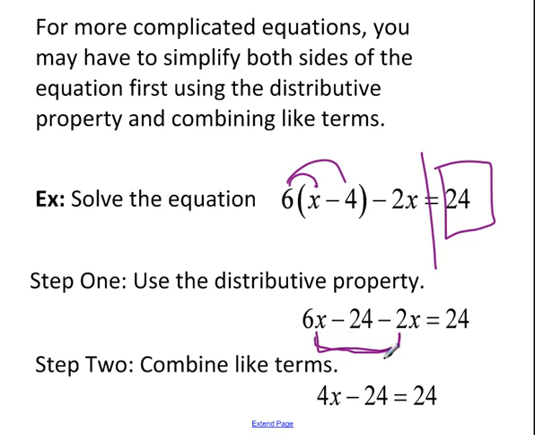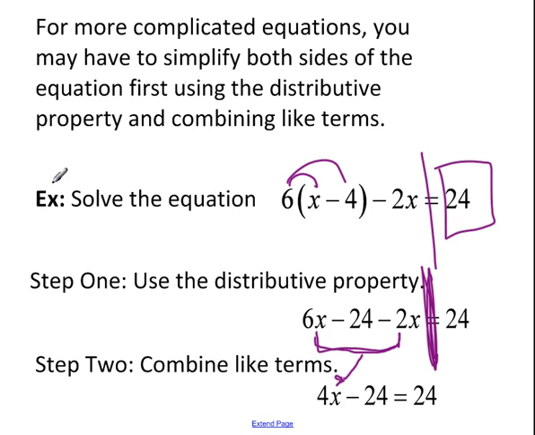Next, we've got to collect some like terms over on this side. Now, whenever I'm doing something that's on the same side of the equal sign, we use the same signs. We're not going to add 2 to both sides because they're not on both sides. It's just the left side. So 6 minus 2x gives us that 4x right here. We do not do opposite things when we're on the same side.